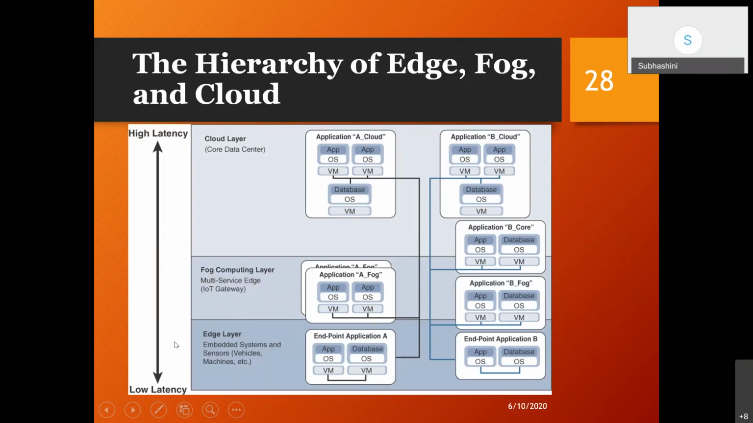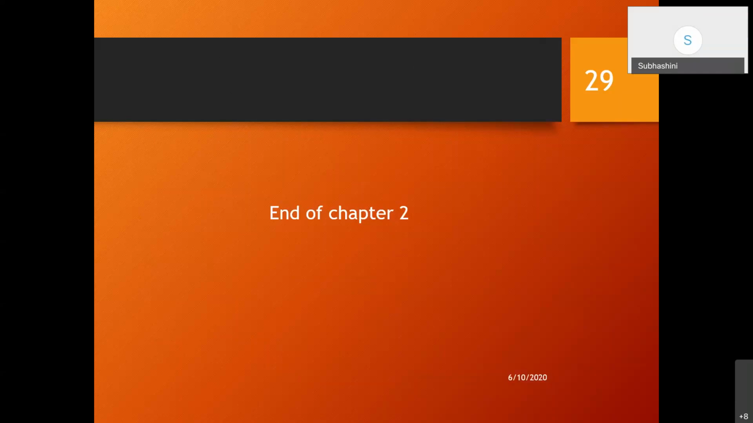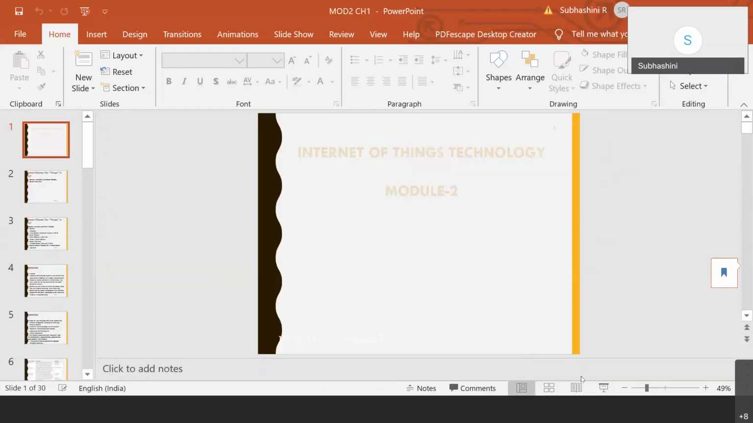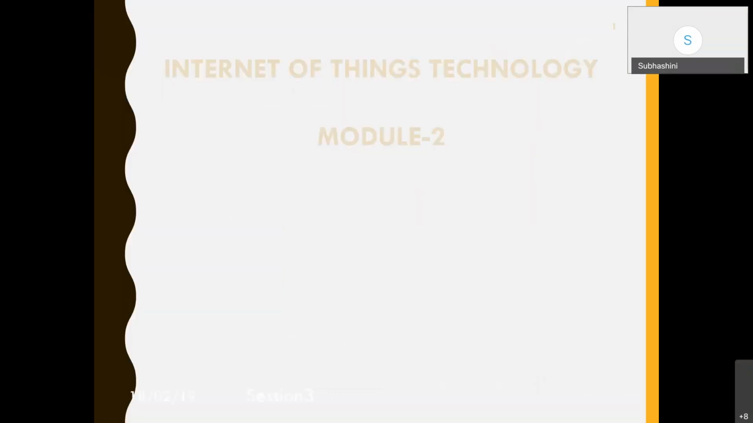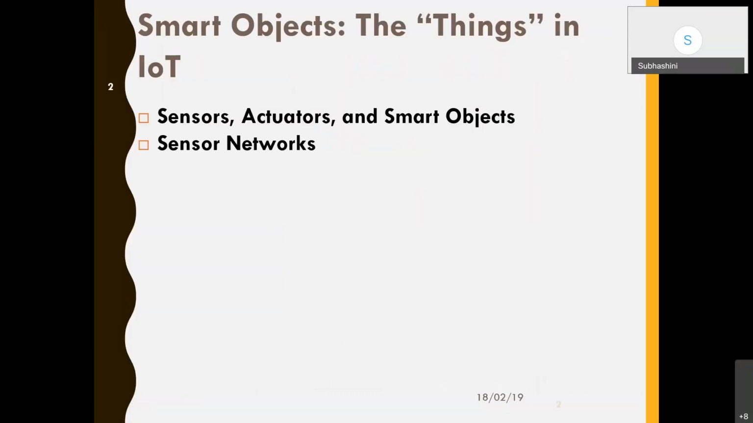All right, that's the end of module one. And now let's go on to module two. Module two is a complete description of the smart objects used in things, which are nothing but sensors and actuators. Now we will see what these sensors, actuators, and their features are. Okay, smart objects followed by sensor networks.